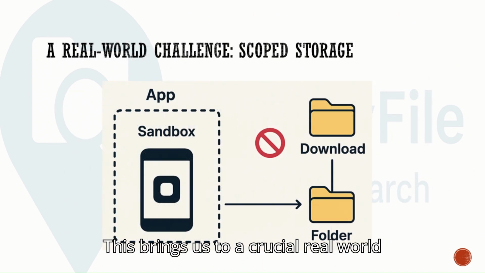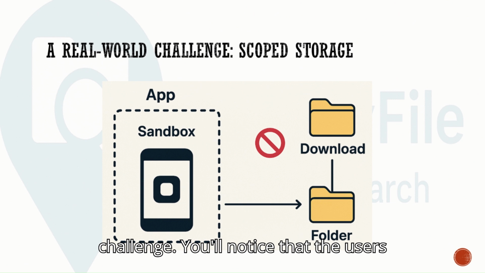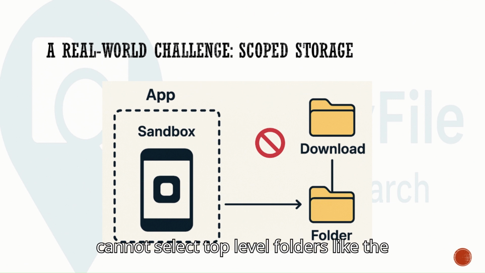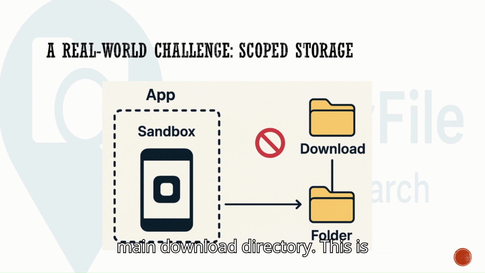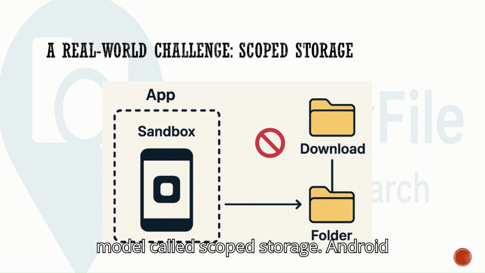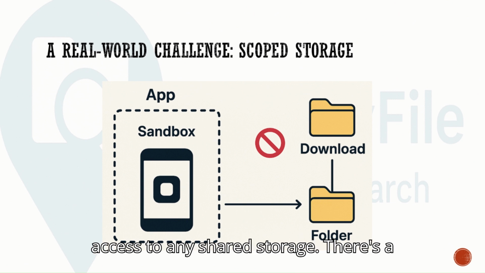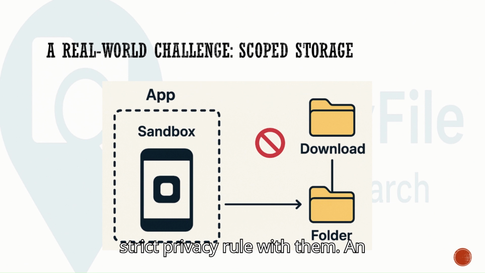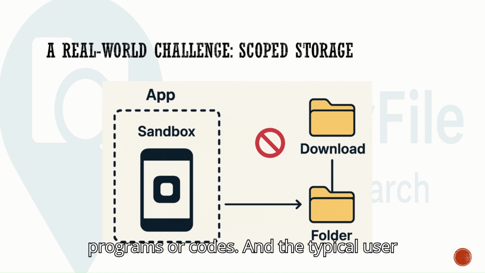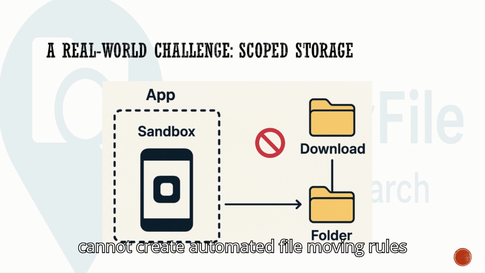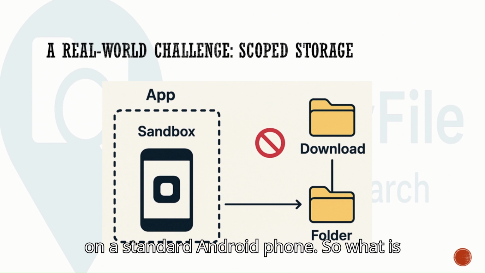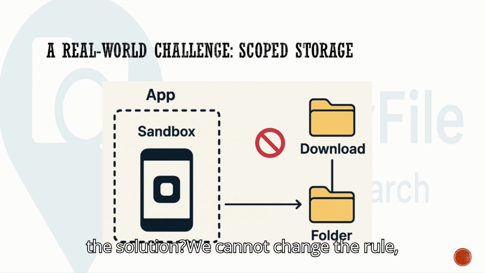This brings us to a crucial real-world challenge. You'll notice that users cannot select top-level folders like the main Download directory directly. This is intentional. It is part of a security model called scoped storage. Android prevents applications from getting broad access to shared storage. This is a strict privacy rule. An application cannot move files using programs or code, and the typical user cannot create automated file-moving rules on a standard Android phone. So, what is the solution?